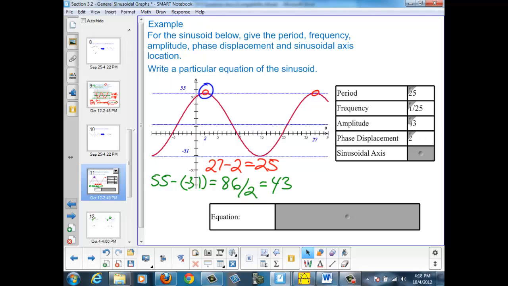Our sinusoidal axis, the last thing we're being asked about, would be halfway between our upper bound and lower bound. And we saw that the distance from the upper bound or lower bound was 43. So if I take that 43 and subtract it from my upper bound, I'll see that my midline or sinusoidal axis is at 12.